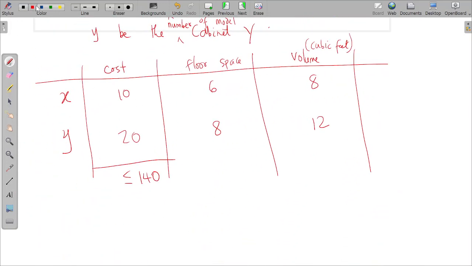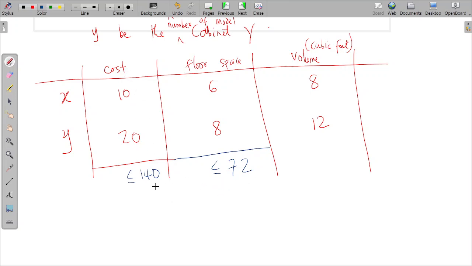So we cannot spend more than that also. So the floor space has a limitation. Let me use another color. The cost has a limitation. The floor space also has a limitation. Can you see? Because you cannot use more than 72. So that's why we are using less than or equal to, because you cannot use more than that.